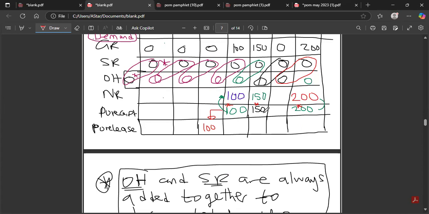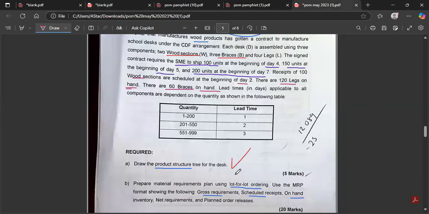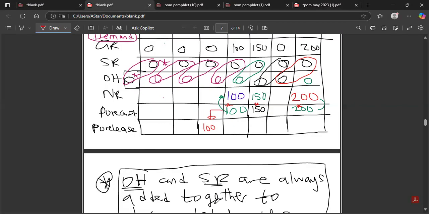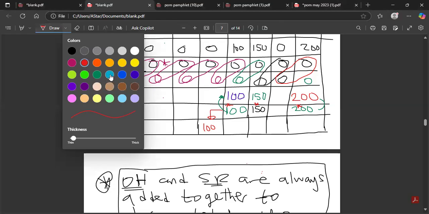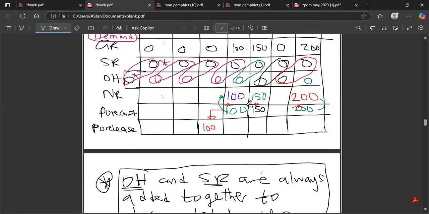Even the 150, this 150 here, where does it go? Let's check here in the question paper. Where does it fall? It's between 1 to 200. It's 1, not so? Yes. So meaning you take it backwards once. For you to have a receipt in that week, meaning that you placed an order 1 week before. So even this 150, it will come back here on this point.